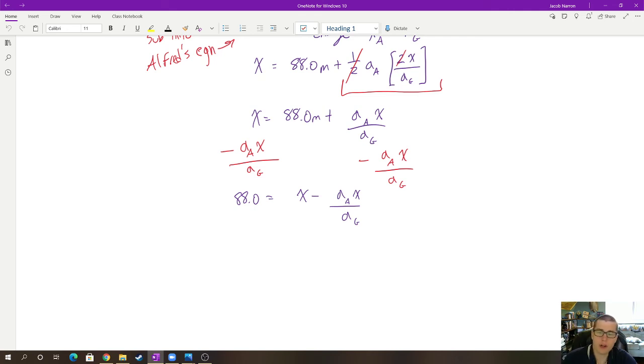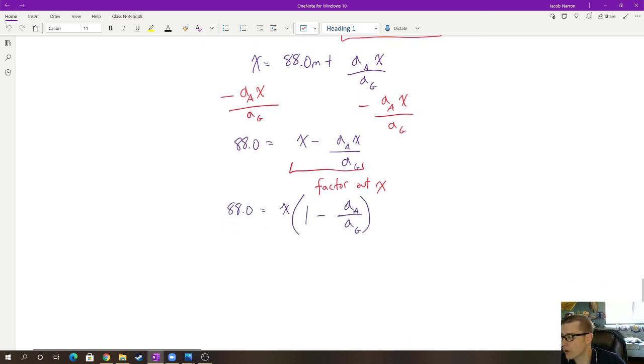Those of you that are really good at algebra realize that you can factor out this x. So that's what I'm going to do next, because that'll make things easier. And so then I end up getting 88.0 equals x times 1 minus AA over AG. There we go. See, now OneNote's doing okay.